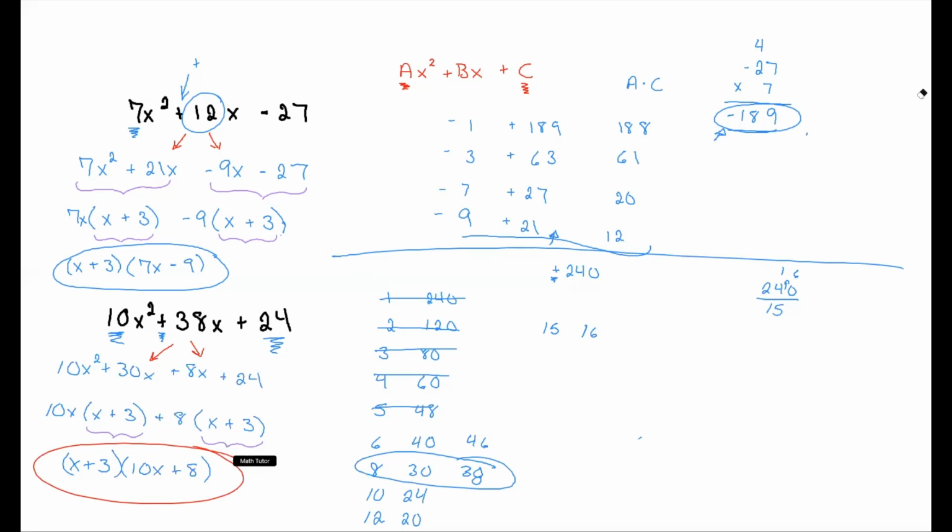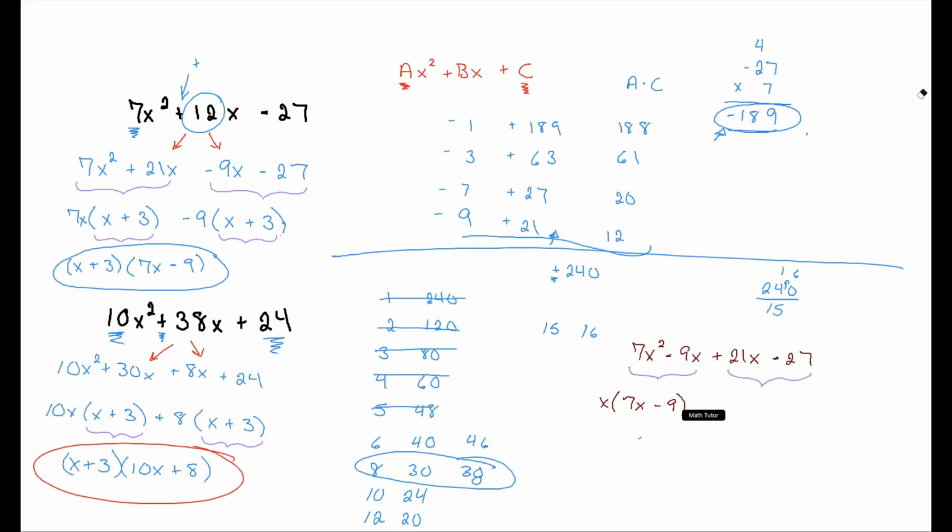Now, earlier I said that it doesn't matter which order we put them in. So let's go ahead and try it. Let's say that I did this first one, but instead I wrote it the other way. So I have 7x squared minus 9x plus 21x minus 27. Just like last time, I want to look at the groups. So there is nothing in common between these except for an x. I'm going to pull out an x. I'm left with 7x minus 9.